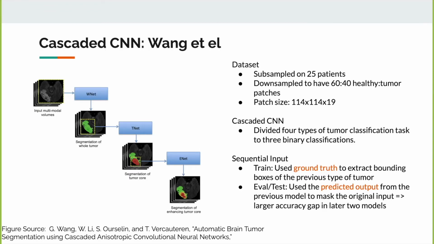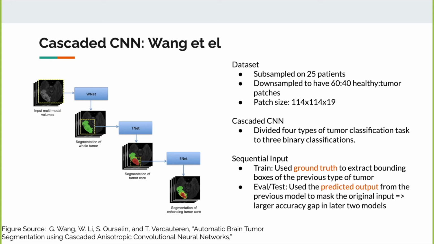Our first model implementation was the cascaded CNN. We subsampled patients and handled the imbalance in data by downsampling. The Wang model used 3 different networks to sequentially identify 3 types of tumors. First segmenting the whole tumor, followed by the tumor core, lastly the enhanced core. During training and validation time, different masks were used to generate the input sequentially.